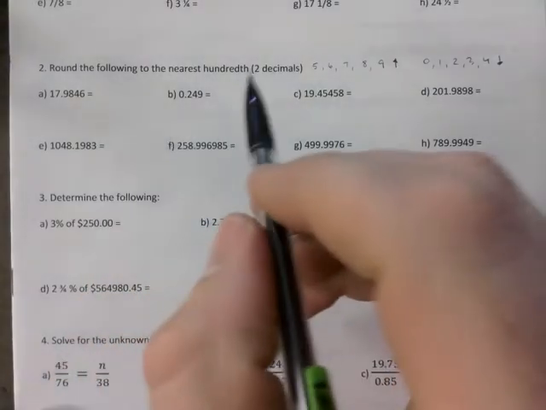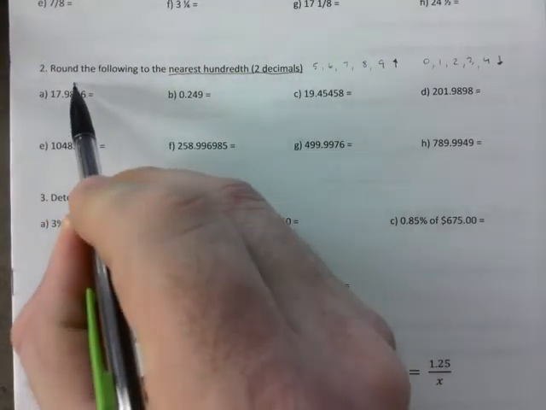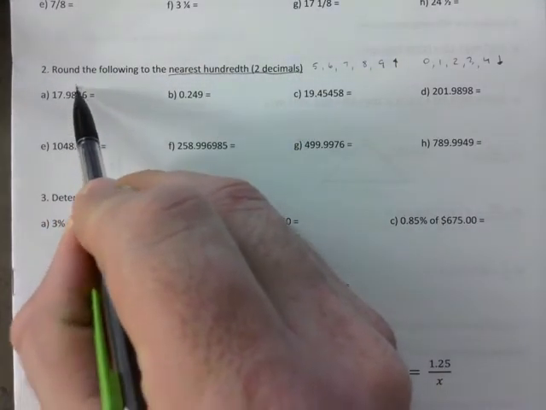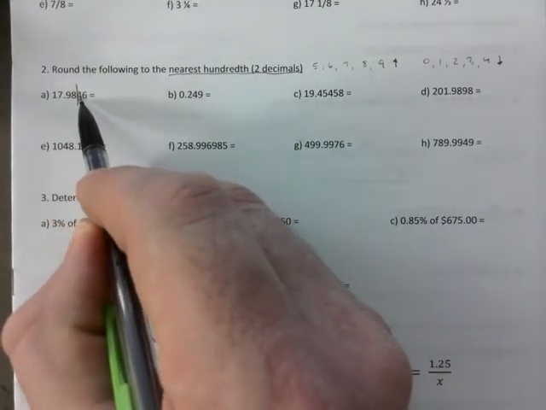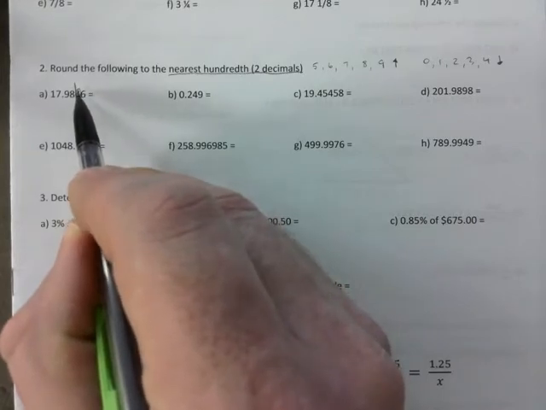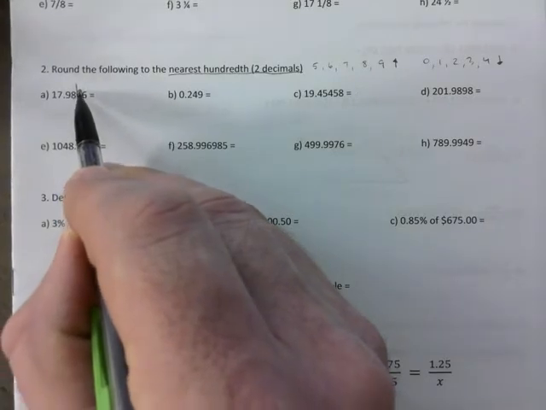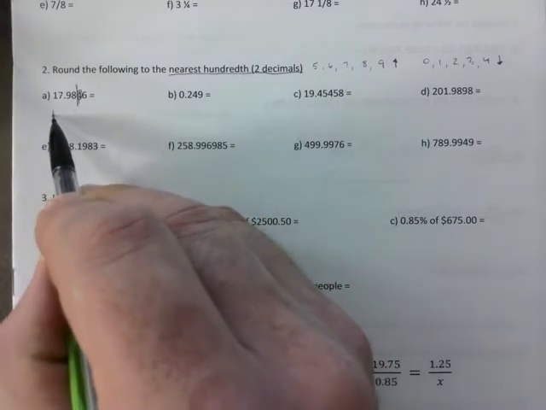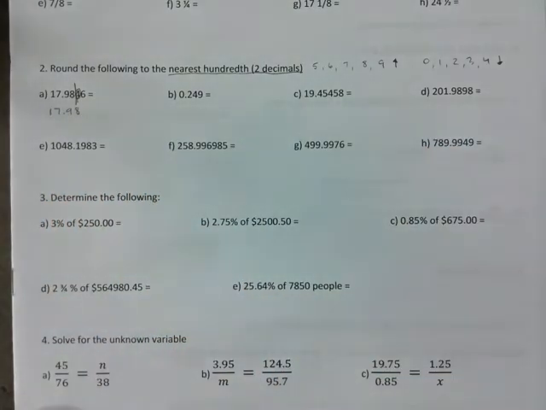Okay, so when you're rounding the following to the nearest hundredth, 2 decimals, you're literally cutting it off and rewriting that number. And so you always look at the number that's just to the right of the cutoff, and that will tell you what happens to the number to the left of the cutoff. So since this is a 4, it doesn't change the 8, so this is just 17.98. Okay, that'll be the rounded value there.